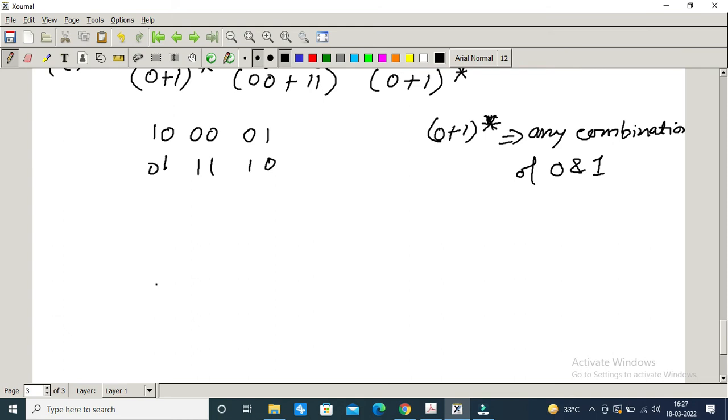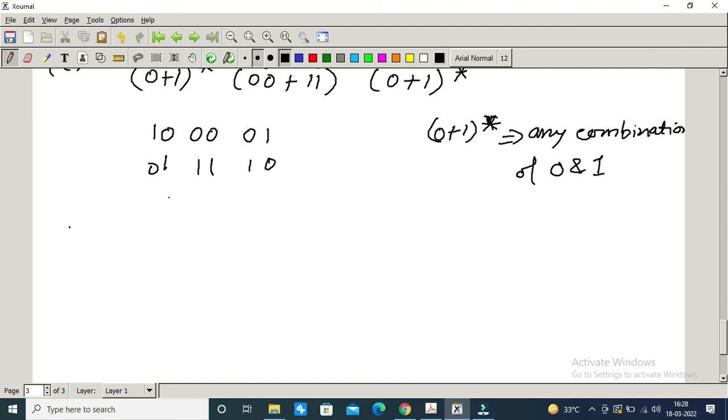So for that you must know the concept of language, the concept of finite automata, the concept of deterministic finite automata. But because I have to solve this question, I will explain the concept if you want. And for those students who know the concept of finite automata, I will try my best to explain it in this question only, right?